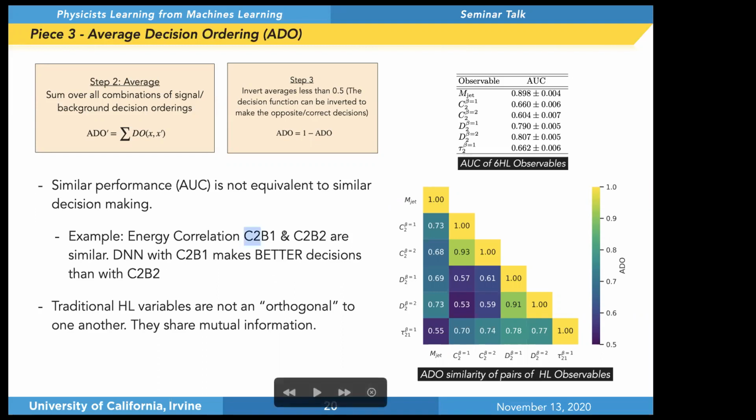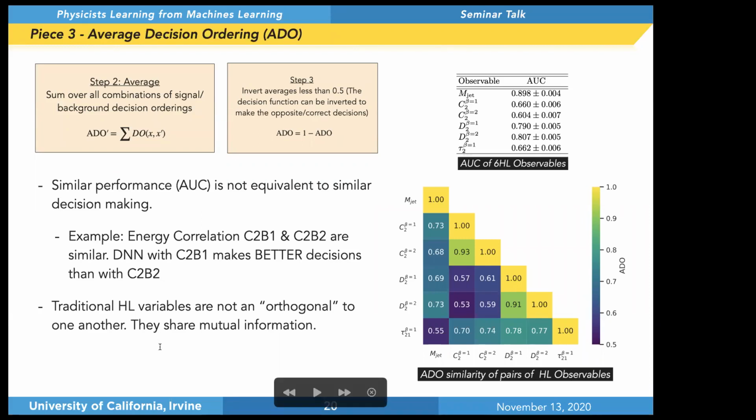And so an interesting comparison is, say, these energy correlation functions. C2B1 and C2B2 are very similar jet observables. And you can see when you look at their ADO that they end up making very similar choices for a lot of the signal and background pairs. But if you look at their AUCs, the C2B1 and C2B2 have very different performance with those observables. So what you end up finding is that how well a feature does at making a classification when given to a neural network is not the same thing as how similar a neural network is making decisions with one observable versus another.